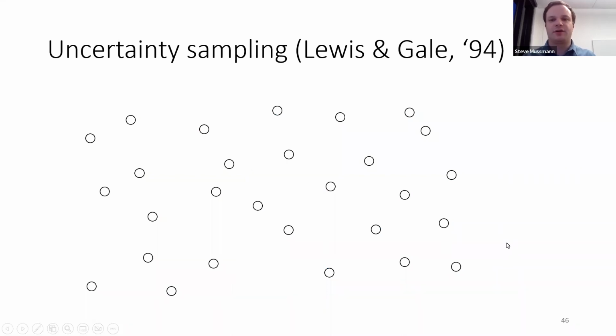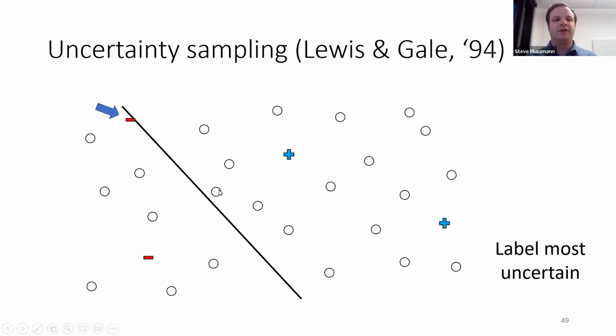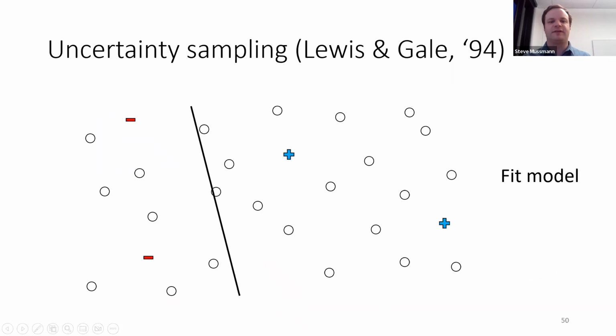Uncertainty sampling, a nearly 30 years old algorithm, proceeds in the following way. First, we label a seed set, that is a randomly selected small set, and fit a model. So this is like a max margin classifier to separate the existing labeled positives from the existing labeled negatives. We label the most uncertain point, that is the point closest to the decision boundary, in some sense what the model is most unclear about. We fit the model again with our existing labeled data points and repeat this process iteratively.